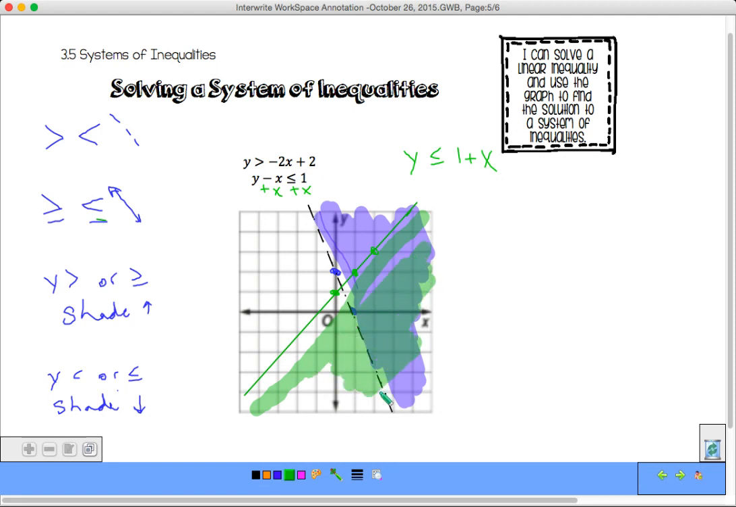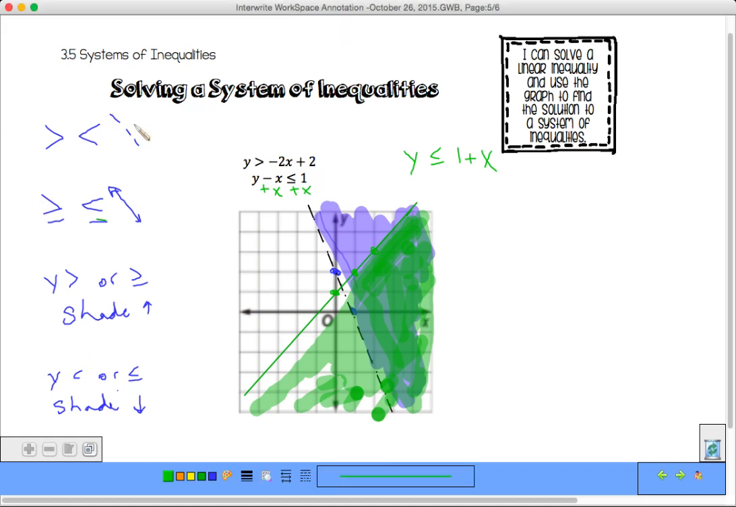Okay, and the solution to the system is over here where the two shadings overlap. So right here in this section where the two colors overlap, that's our solution. So if we're testing to see if a point is a solution, it has to be in this shaded area or on a solid line touching the shaded area.